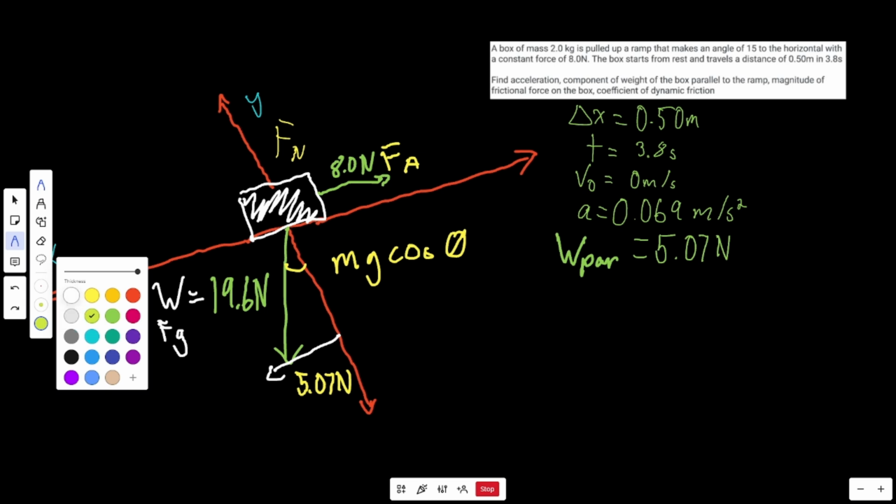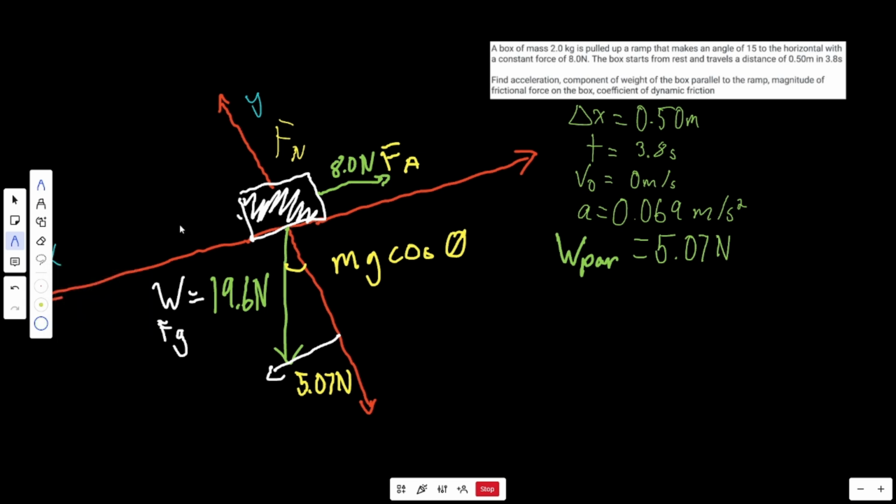Let's use a blue line. So from here to here, this is friction. So where do we start now? Based on the question, it kind of seems like we have nowhere to begin.